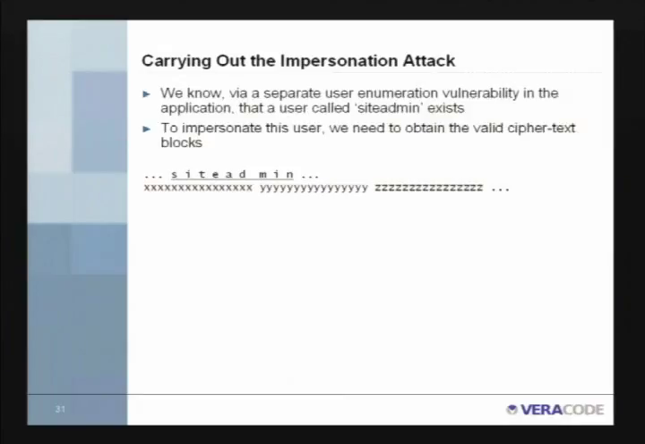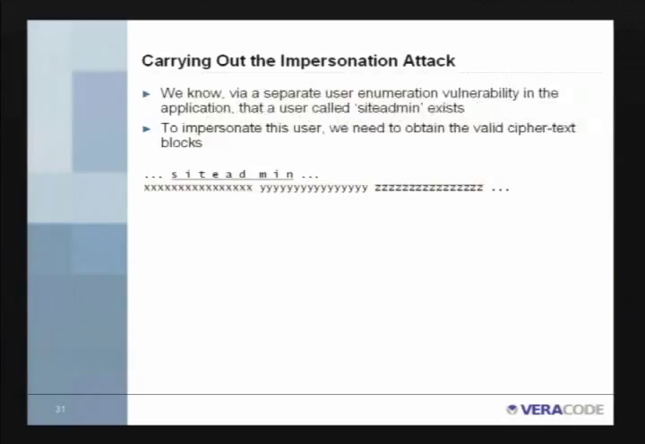So through a different vulnerability in the application, a user enumeration vulnerability, we could identify whether or not a certain username exists, or get a list of users. I can't even remember which case it was now. But despite that, we know that a user exists named siteadmin, which sounds like a good one to go after. So to impersonate this user, we have to obtain the valid ciphertext blocks to construct that cookie. So knowing the offset we just determined, that there's 2 bytes at the beginning before the username and then a bunch of stuff afterwards, that's what we're looking for.